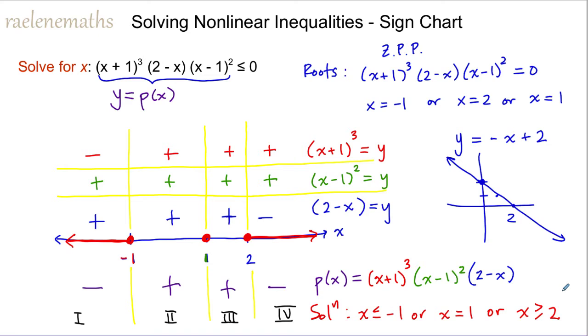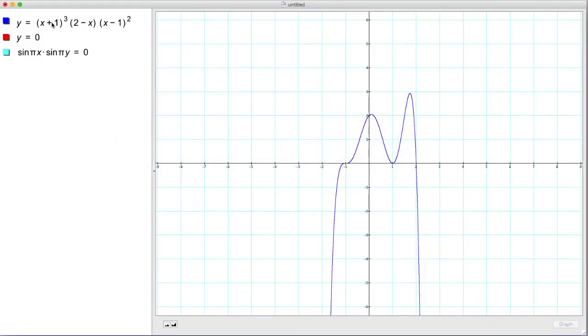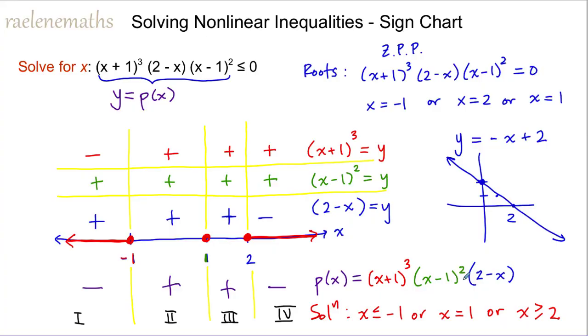Now it would be nice to take a look at the graph of this polynomial function to see if indeed this is the case. When we look at the graph, here we have x plus 1 cubed times 2 minus x times x minus 1 squared. We are looking for where this 6th degree polynomial lies on the x-axis or below. And we have solutions of negative 1, 1, or 2, as well as to the left of negative 1 or to the right of 2. And that does seem to be consistent with our sign chart approach.